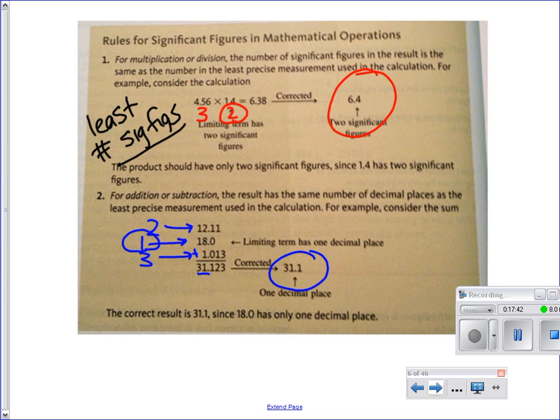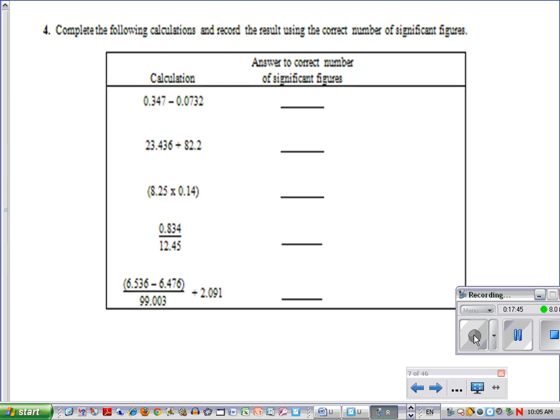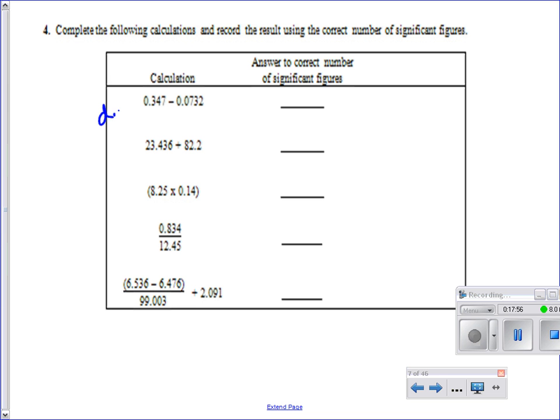Okay? Let's practice this. So go ahead and get out your calculators. Looking at our calculation here, this is a subtraction. So we're going to round to the least number of decimal places. How many decimal places are in this first thing? 3. How many decimal places are in this next number? 4. So we're going to round not to sig figs, but to decimal places, right?